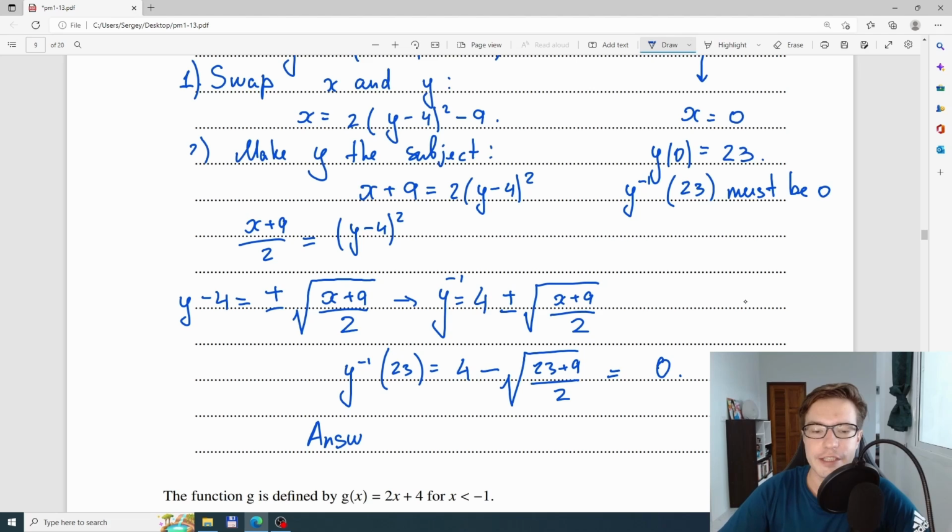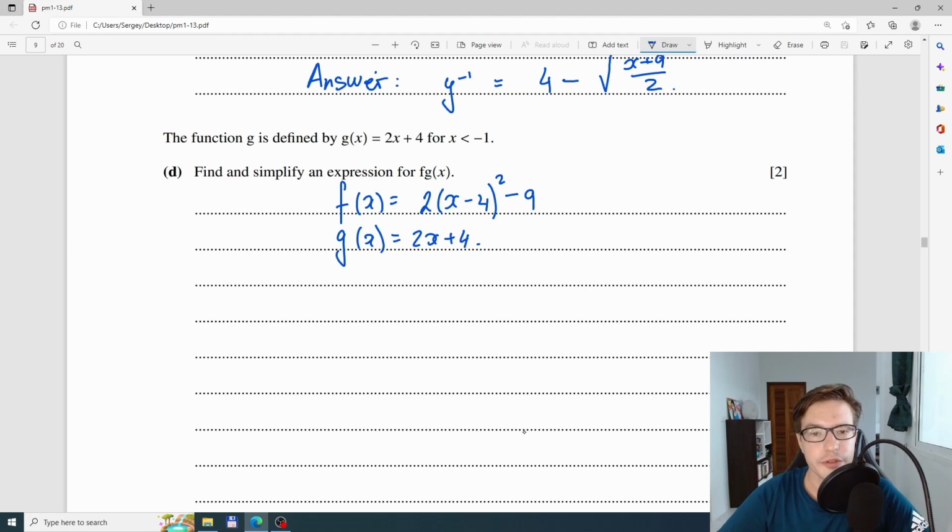Okay, let's state the final answer. The inverse equals 4 minus the square root of (x plus 9) over 2. Let's have a look at the next one.